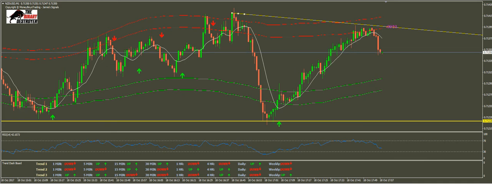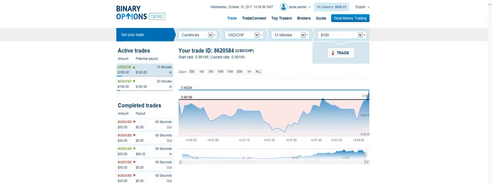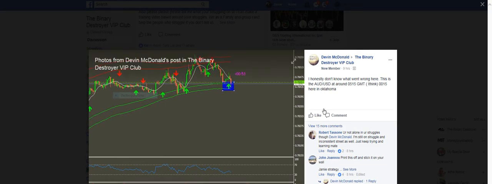Simple. And this is what brings me up to this photo here that one of the guys asked me. I'm not having a go at Devlin. It just says here, look, I honestly don't know what went wrong here. This is the AUD USD around 5:15 GMT time. What is the problem here? Two things. One, you see that nice M shape at the top here? What we're talking about, M's and W's. M's and W's normally form at the top or at the bottom of a trend.